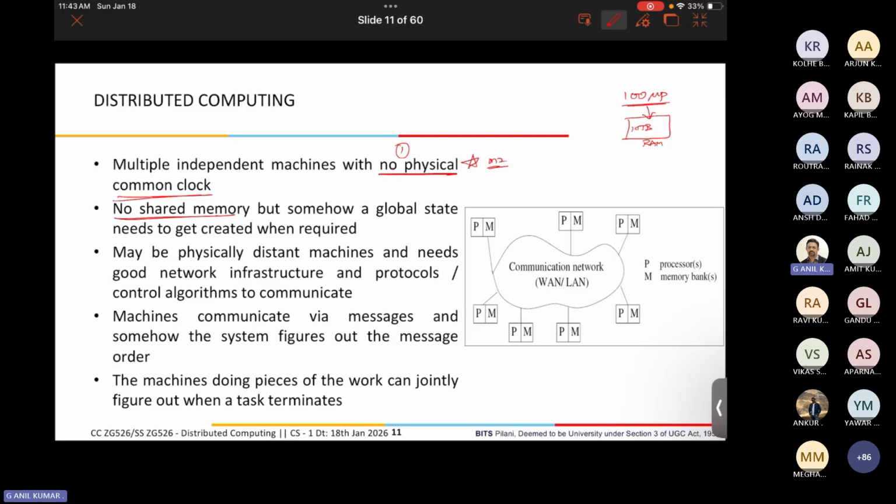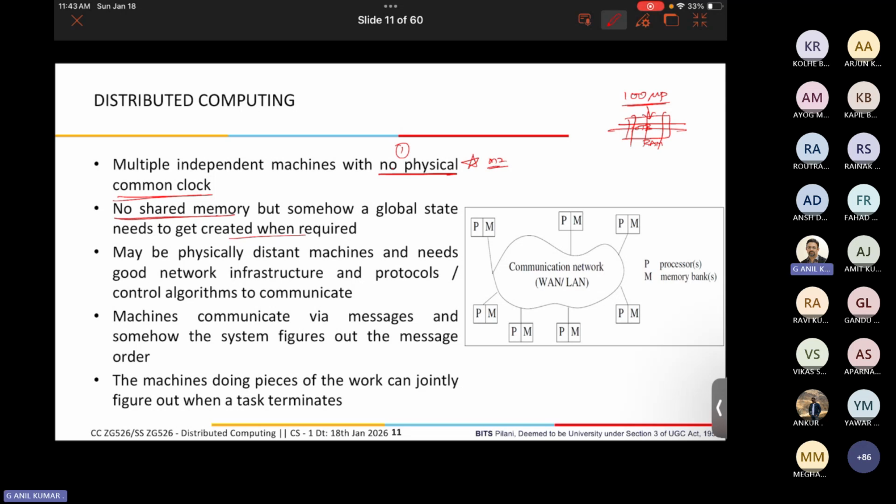Okay, it's not a single shared pool of memory. It's a virtual memory that you create by logically pulling individual modules into one large memory. So there is no shared memory. But somehow a global state needs to be created when required. You create a logical pool of this RAM. Multiple machines' RAMs come together logically as a memory module, and there they start working.